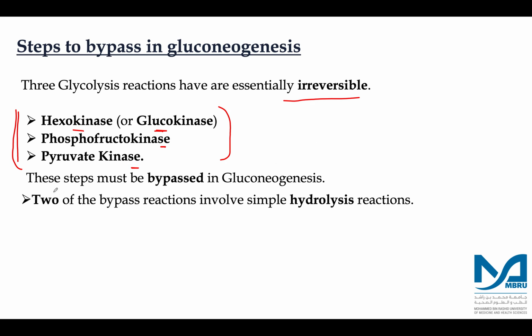Now, if I want to get a common mechanism by which the reversal takes place for the two steps that are catalyzed by hexokinase and phosphofructokinase in gluconeogenesis, they involve two simple hydrolysis reactions. So by simple hydrolysis, you can reverse the step that is catalyzed by hexokinase and phosphofructokinase. And let us first look at these two reversals involving simple hydrolysis reactions.